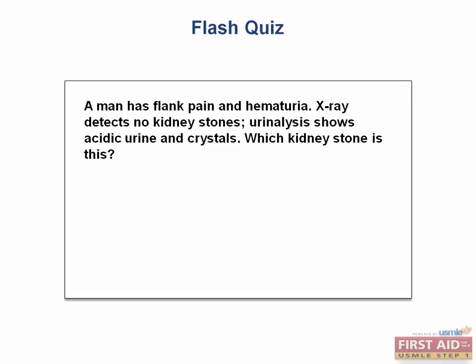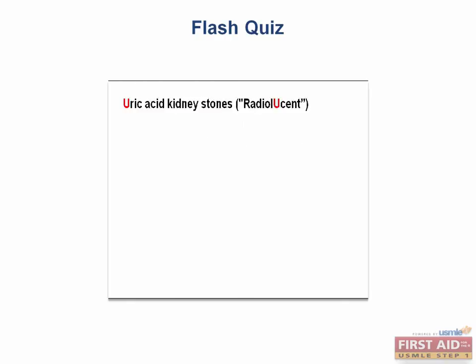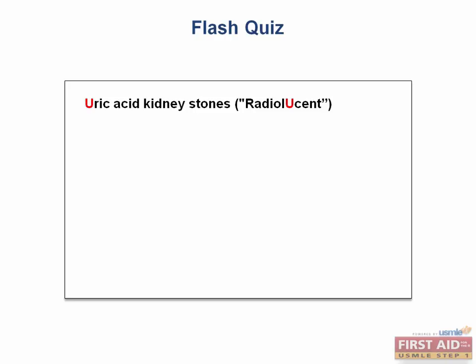Flash quiz. A man has flank pain and hematuria. X-ray detects no kidney stones. Urinalysis shows acidic urine and crystals. Which kidney stone is this? This is a uric acid kidney stone. The giveaway here is that the stones are radiolucent, so we know that it's a uric acid stone. The acidic pH also supports uric acid stones because uric acid stones precipitate in a decreased pH.